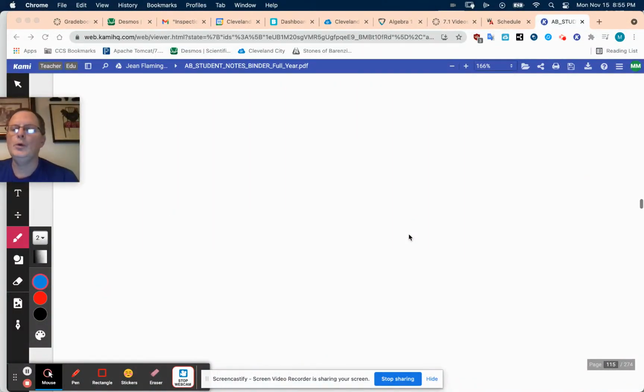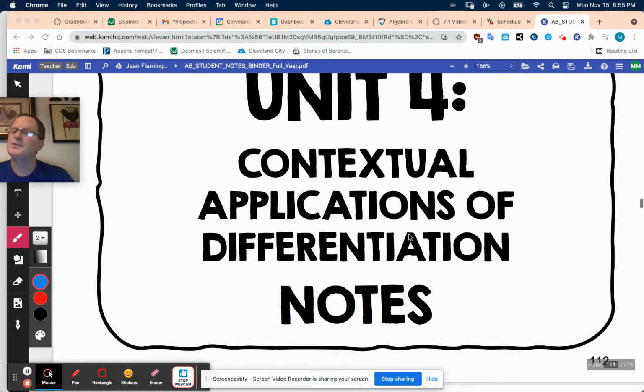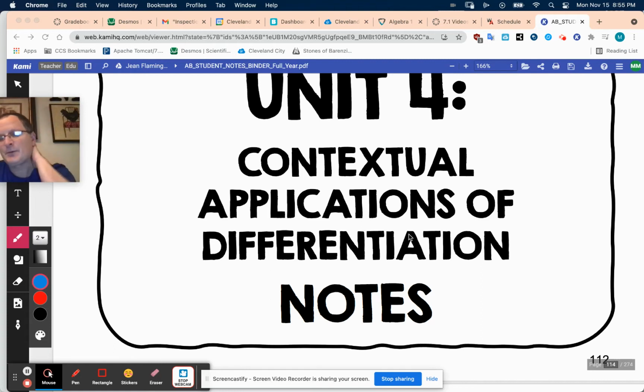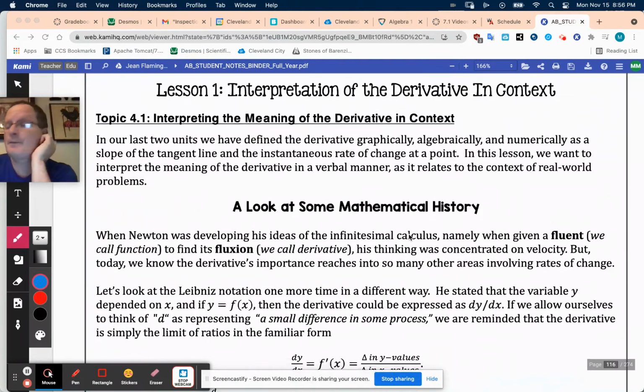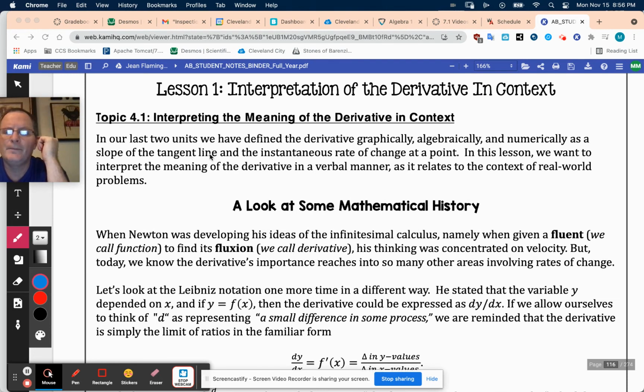Okay, so we are starting Unit 4, which is Contextual Applications of Differentiation. It's a pretty short unit, but it's got some really important stuff in it, which should really strengthen what you do on the AP exam. And so I like this.